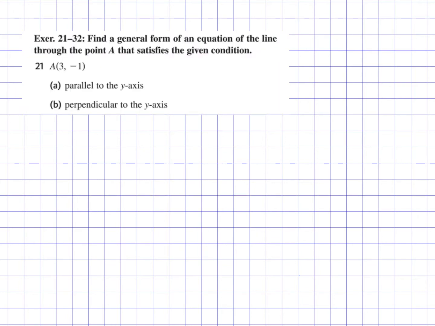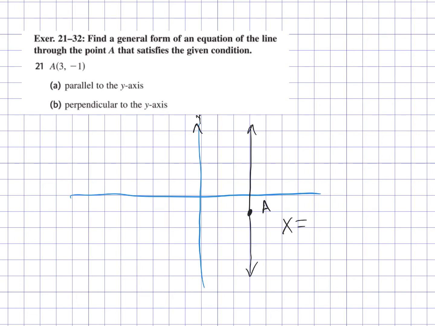Okay, find a general form of an equation of the line through point A that satisfies the given condition. All right, so there's two parts here. So let's first draw it so we visually have an idea. So 3, -1 is right here. And we want parallel to the y-axis. So this is your y-axis here. And that has no slope. So if it's parallel to the y-axis, that means it's vertical, and it goes through the x-axis. So if it's vertical or horizontal, whatever axis it goes through is the equation variable that you use. So what point does it go through? It goes through at 3.